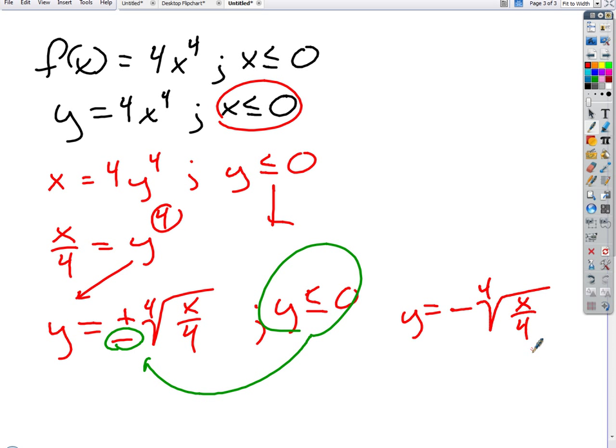Okay, see how that works? So that didn't seem like much at the beginning, but it actually was important. That's what provided us with that minus sign at the end. Okay? Make sense?